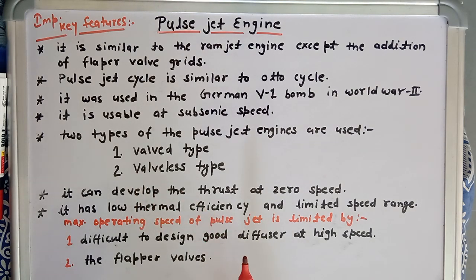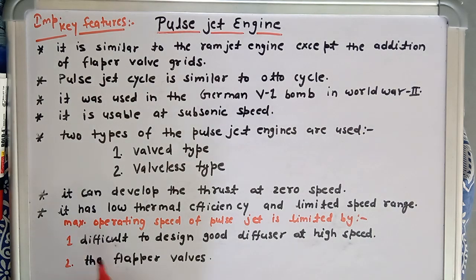And the valveless type of the Pulsejet engine can develop thrust at zero speed, unlike the ramjet engine. The ramjet engine was not able to produce thrust at zero speed. We have to use an external device in the ramjet engine, but the Pulsejet engine can develop thrust at zero speed also. It has low thermal efficiency and limited speed range.